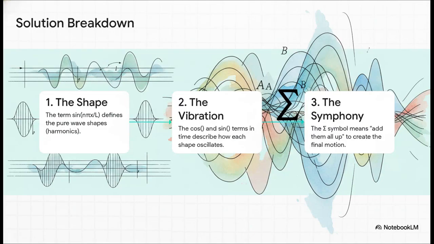So let's tear this solution apart to see how it works. That formula looks intense, I know, but it's really just three simple ideas bolted together. First, you've got the shape part, that sine term. That gives us our basic building blocks, the fundamental note and all its overtones. These are the pure wave shapes. Second, you've got the vibration part. These A and B terms tell us how much of each pure shape to use and how they each wobble back and forth over time. And third, that big sigma symbol, that's just the instruction manual saying, add them all up. That's how you get the final symphony of motion.